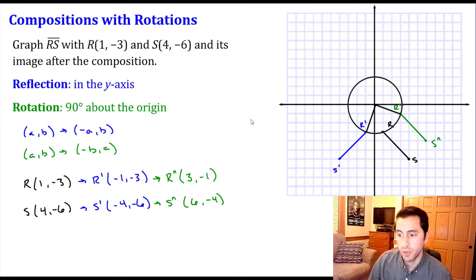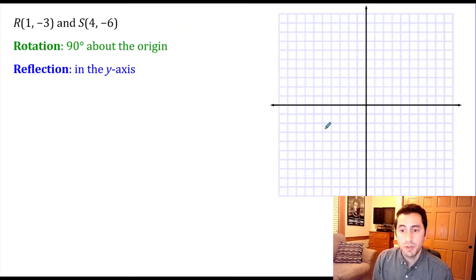So that's the first one. So we did the reflection and then the rotation. Now I want to take the same segment and I want to do this composition in the opposite order. So let's do the same thing, but now we're going to do the rotation first. So let me graph our original segment first, so our pre-image.